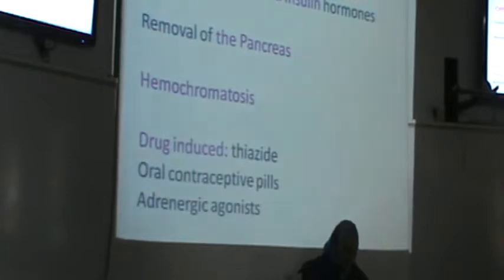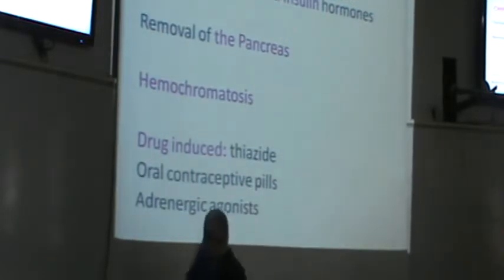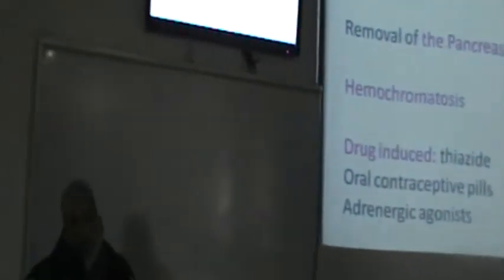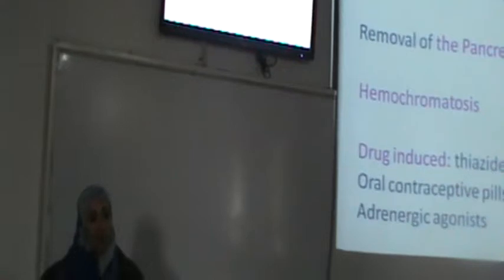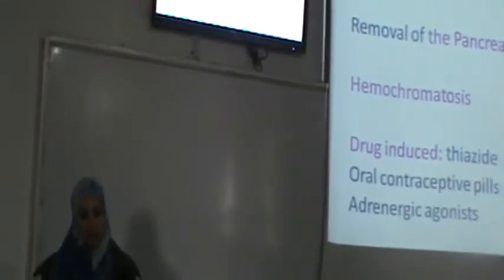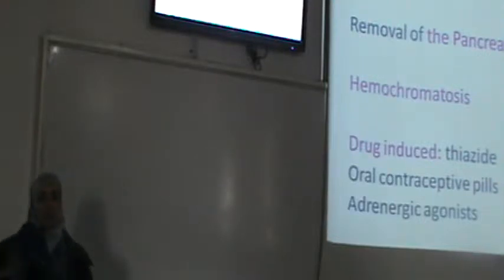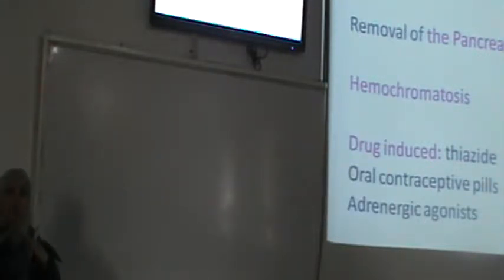Are there other causes of diabetes? Other causes. We said diabetes is a metabolic disorder characterized by hyperglycemia and decreased glucose tolerance. Okay? As I said, blood glucose homeostasis depends on the balance. Balance is the magic word in general, and of course in cases of diabetes.